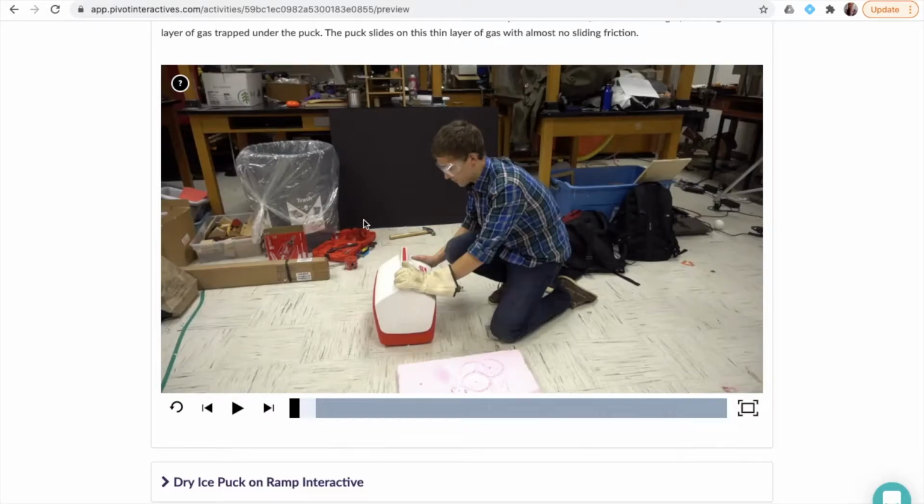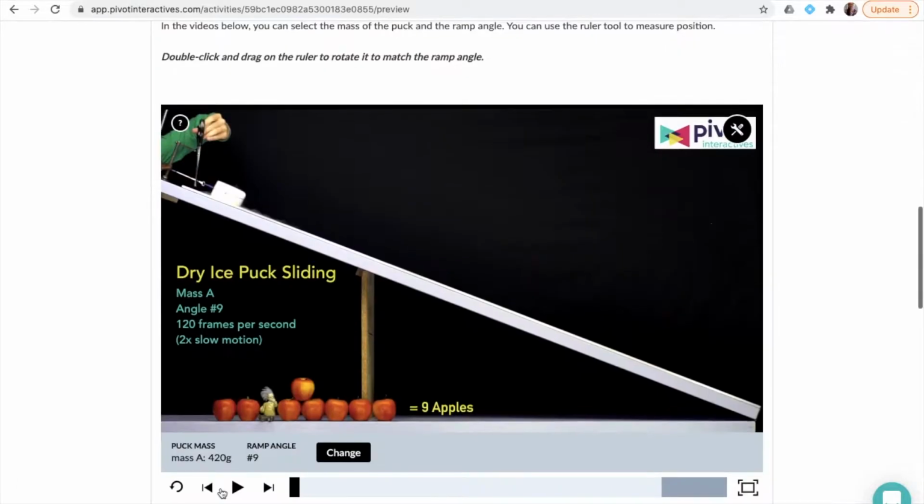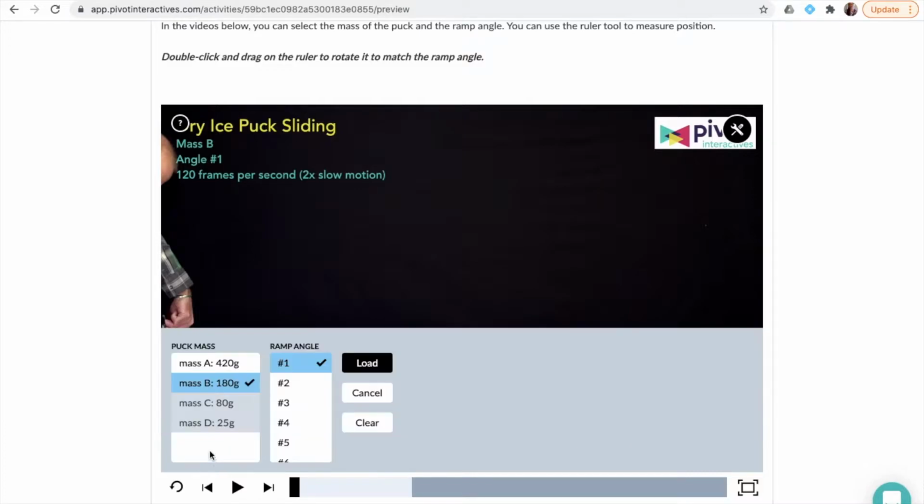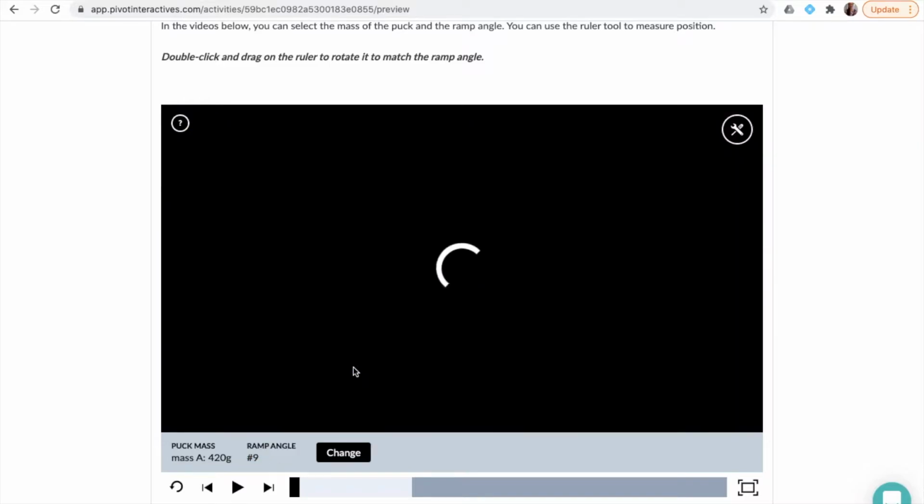Mrs. Basega here, and today we're going to be using Pivot Interactives to calculate the acceleration of a dry ice puck moving down a ramp. Now, everyone's going to get a different set of variables here, so I'll show you mine, but here's how to change yours. In order to change it, you're going to click on the puck mass and change to your desired quantity. So maybe you're hitting mass B, ramp angle 1, you'd hit load. But I'm choosing mass A, ramp angle 9, and hitting load for mine.